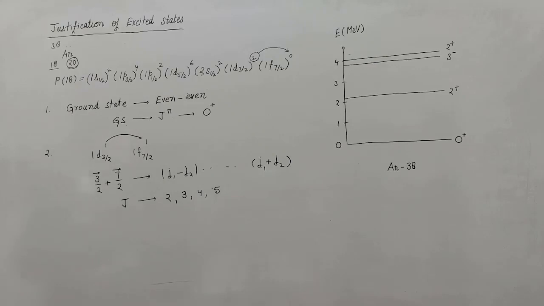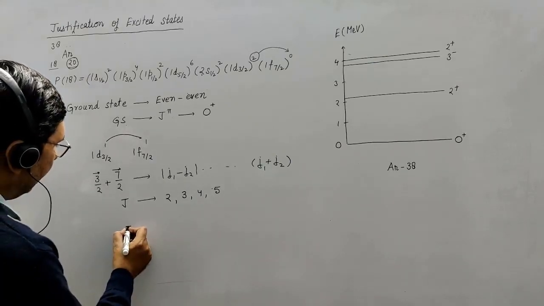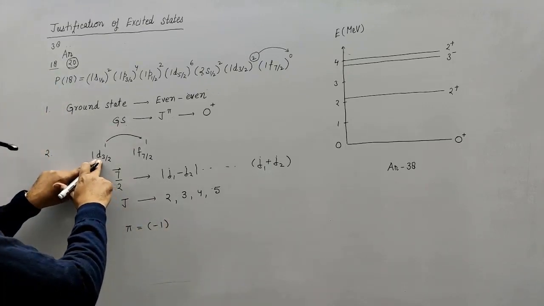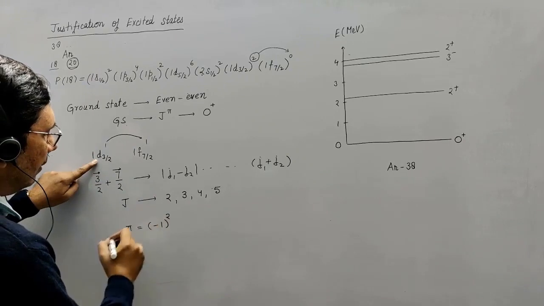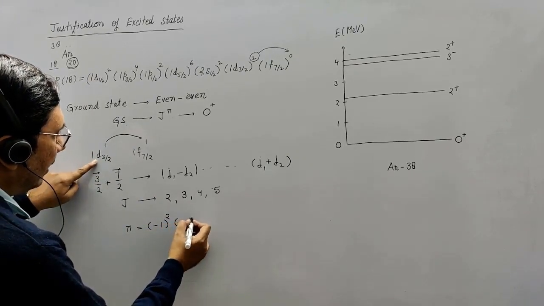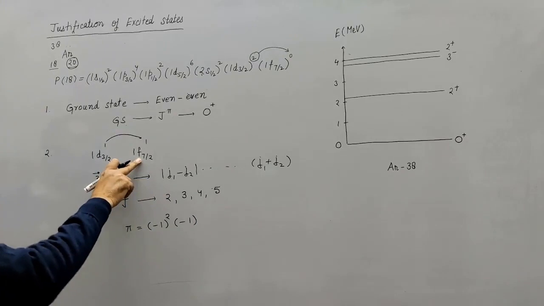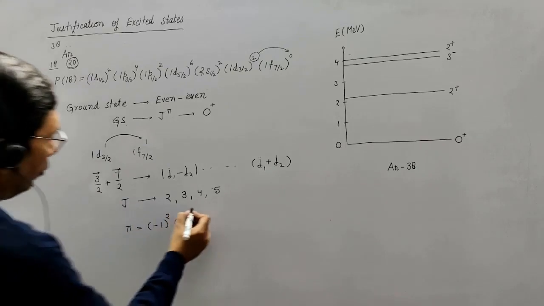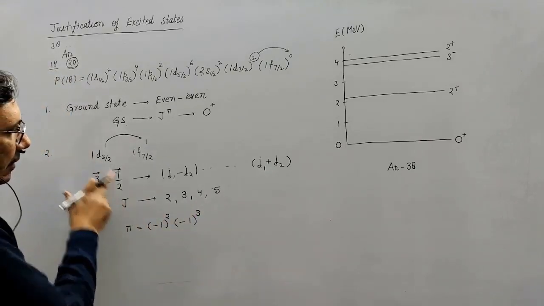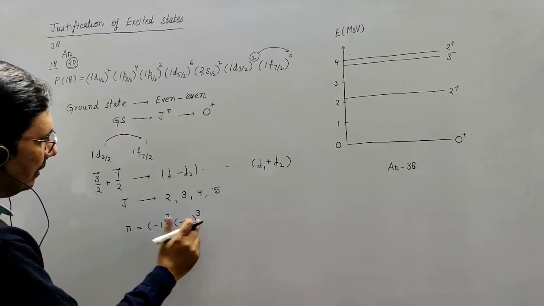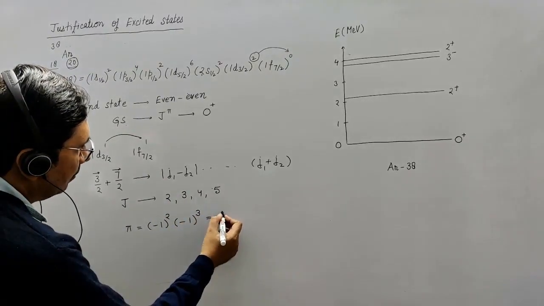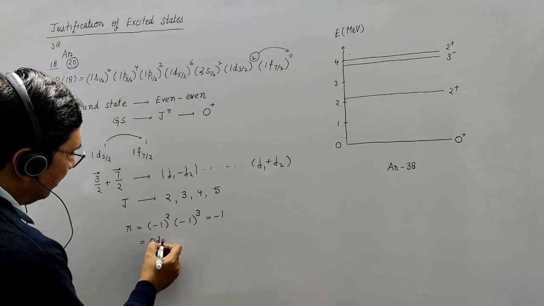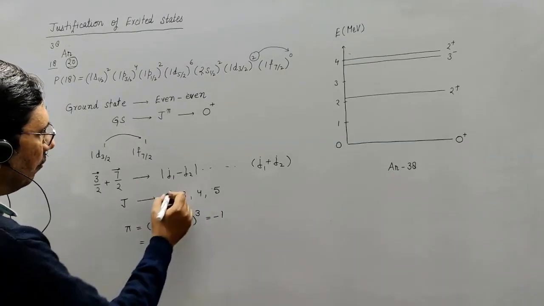Now what will be the parity here? Parity will be equal to minus 1 to the power L1, times minus 1 to the power L2. For D, what will the L value be? Its L value will be 2. And L2 for F: S, P, D, F, so it will be 3. The L number for D is 2, the L number for F is 3. So this will be minus 1 here. This represents that pi equal to minus 1 is the odd parity.